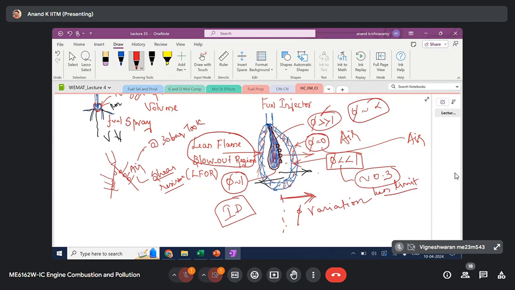Longer the delay time, more the over-mixing, meaning suppose you assume that you have a pocket with phi equal to 1, when you give a longer delay time, this phi equal to 1 region is going to be filled in with air.